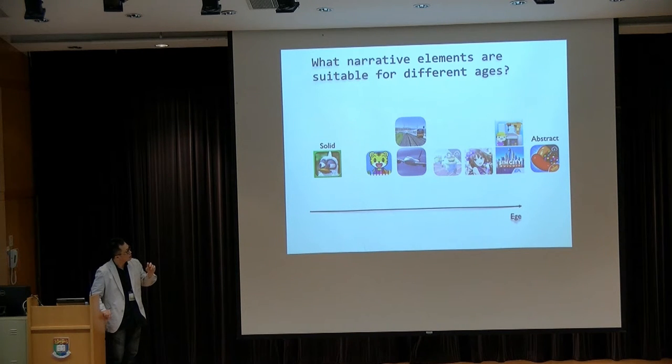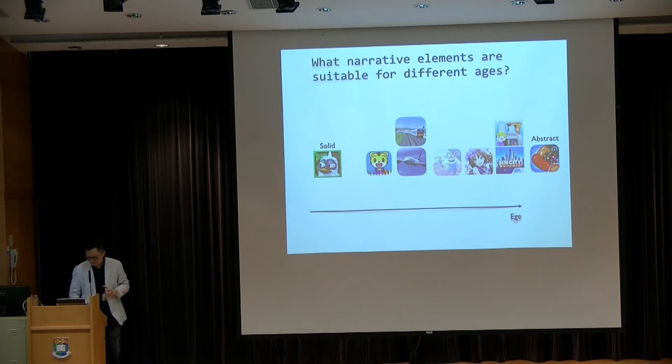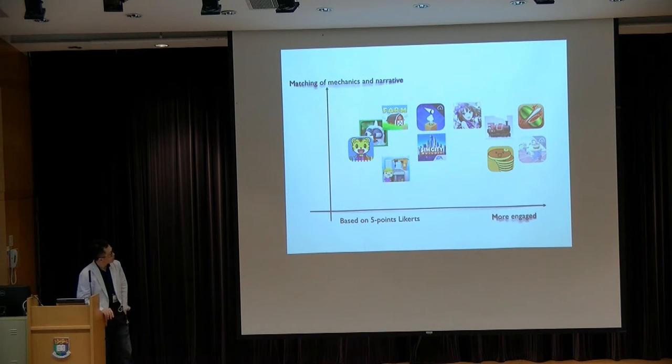We believe that some of them have a more abstract narrative. For example, Candy Crush. Those kids still cannot understand why they should play with the candy. And some games are more engaging, for example, the fruit game and the median rock, or this type of game. Some games have a mechanism that matches their narrative better.